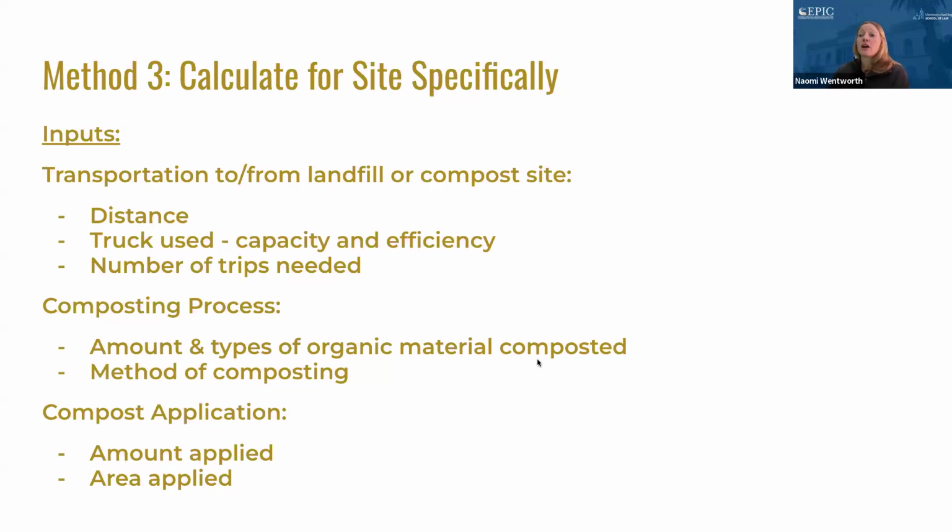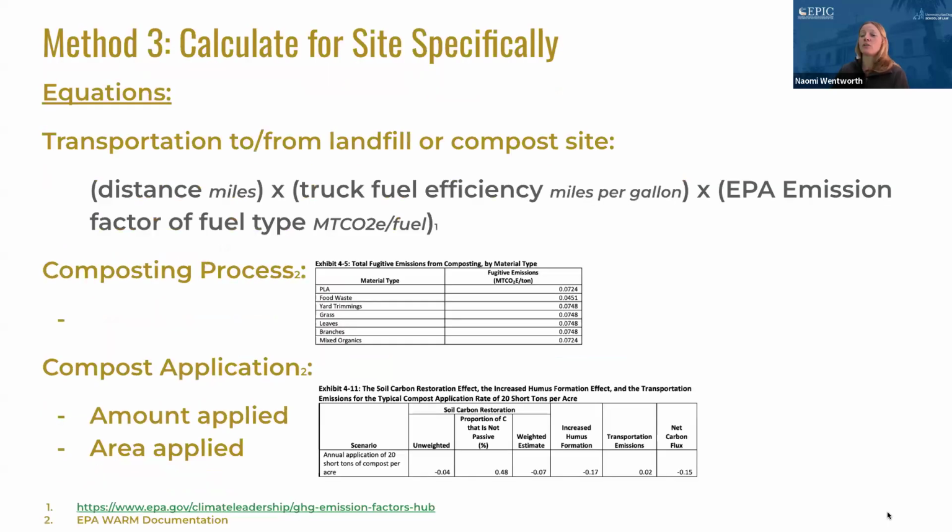Then we're going to want to know about the composting process, the amount and types, like we were just looking at, of organic material composted, and then the compost application, so the amount applied and the area it is applied to. We won't go into a full example of this, but I just wanted to pull kind of where you would get this type of information and how you would run this calculation.